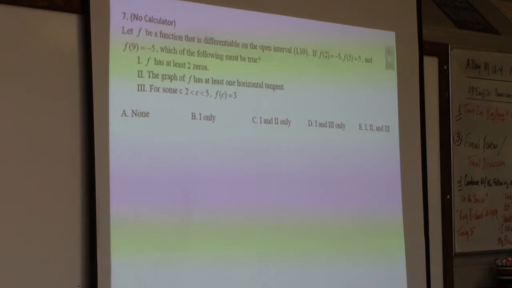All right, let f be a function that is differentiable in the open interval from 1 to 10. If f of 2 equals -5, f of 5 equals 5, and f of 9 equals -5, which of the following must be true? I want you guys to try this. Go through 1, 2, and 3, and with that piece of information, it's differentiable, and what do we know if it's differentiable? It's also continuous, so we know it's continuous and differentiable on this interval, and I want you to tell which ones of those must be true.